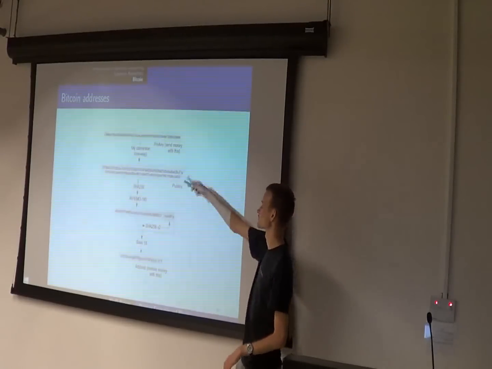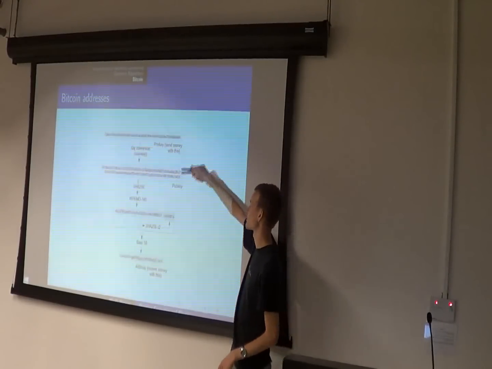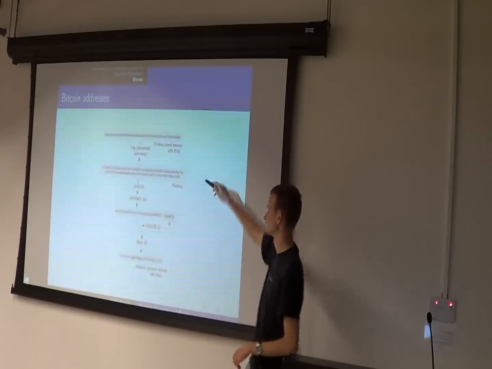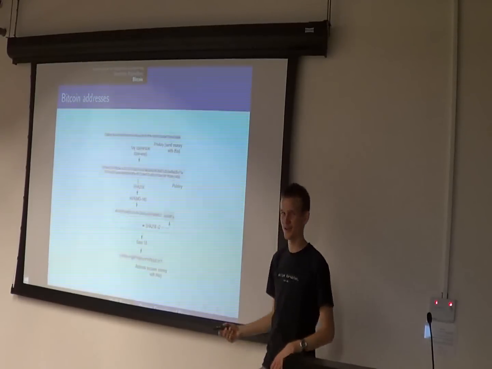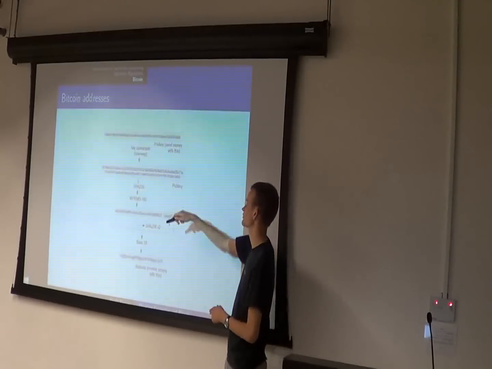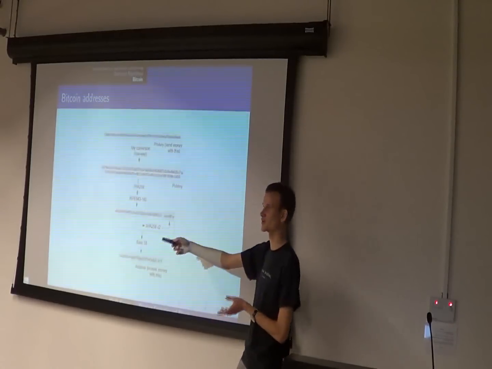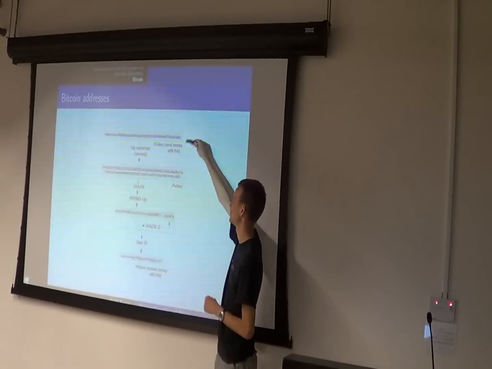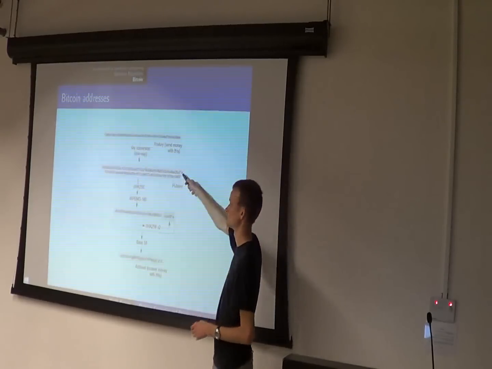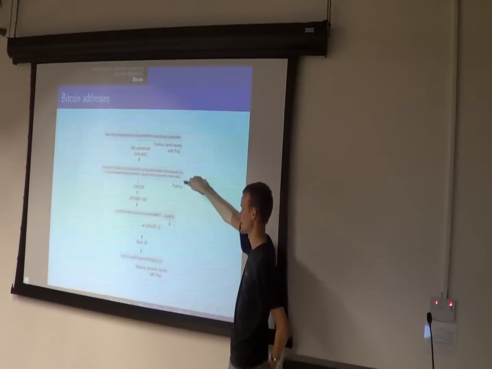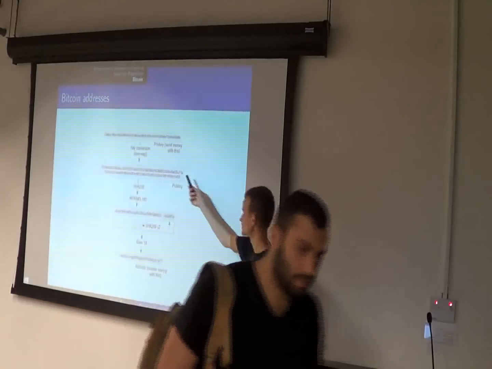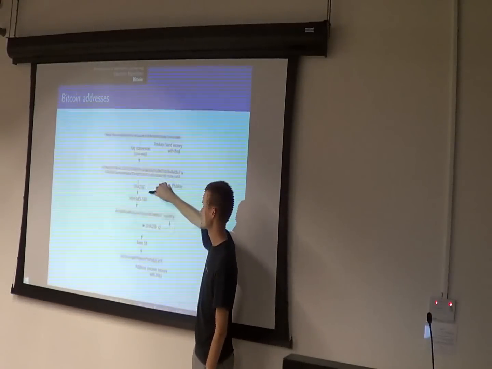Next, there's key conversion. Key conversion takes you from a private key to a public key. This is an elliptic curve operation. Essentially, you're multiplying an elliptic curve point that everyone agrees on, called the generator, by the private key, which is a number, and you're getting another elliptic curve point, which is encoded in this format. It's a public key.